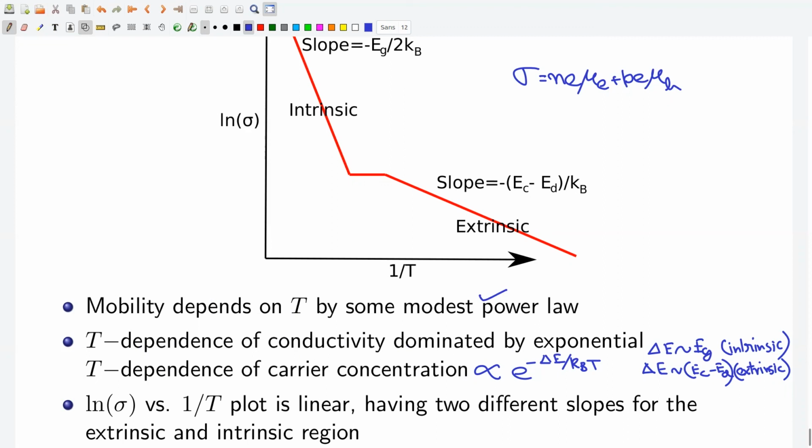e to the power minus delta E by kBT, where delta E is of the order of Eg, that is the band gap in case of intrinsic semiconductors. In case of extrinsic semiconductors, delta E is of the order of Ec minus Ed, where Ec is the conduction band minimum and Ed is the donor impurity level. As a result, the log sigma versus 1 by T plot is linear, having two different slopes for the extrinsic and intrinsic region.